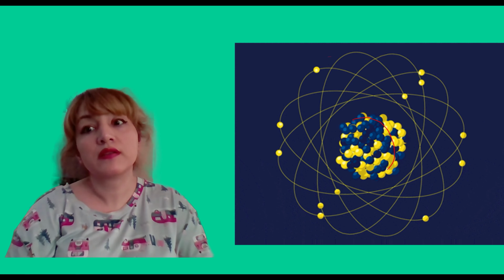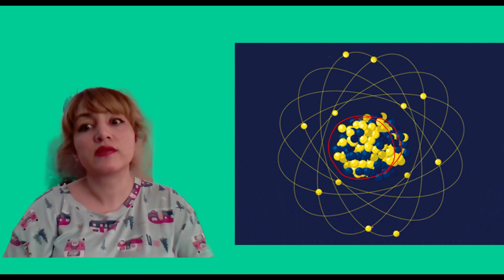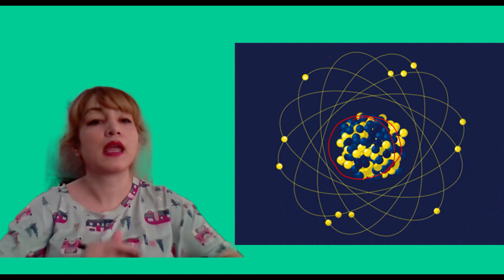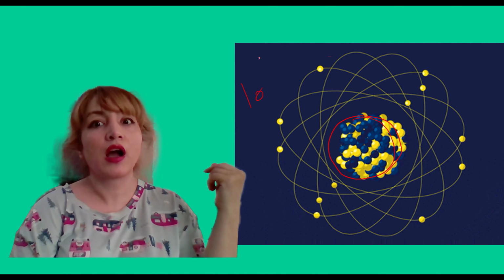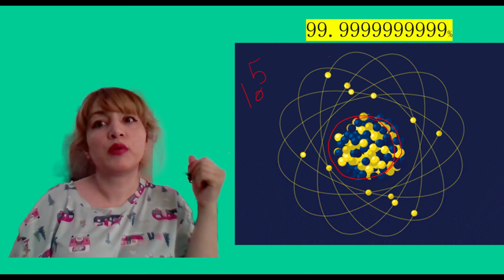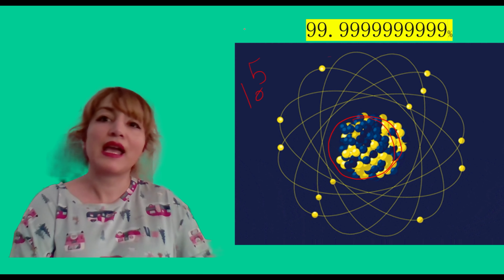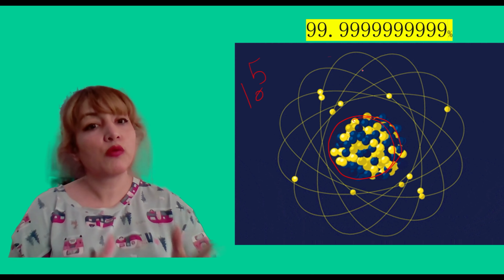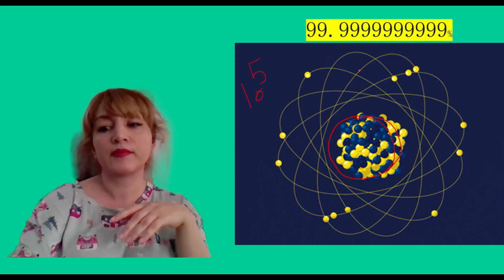An atom's nucleus is made of protons and neutrons, and electrons are bouncing around it like in a solar system. The nucleus itself is 10 to the minus 5 times smaller than the entire atom. That would make the atom 99.9999999% empty space. So why do we see people as solid, not empty space?